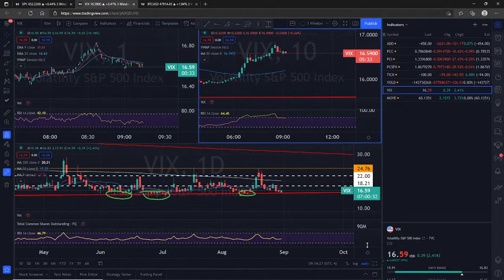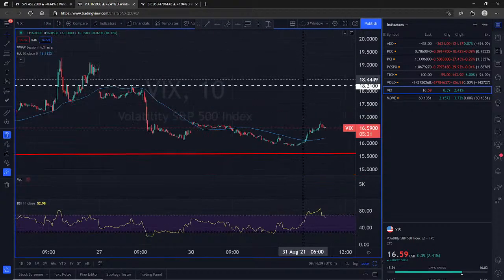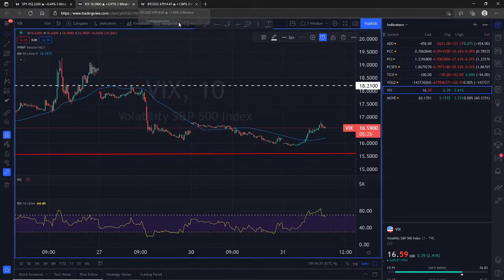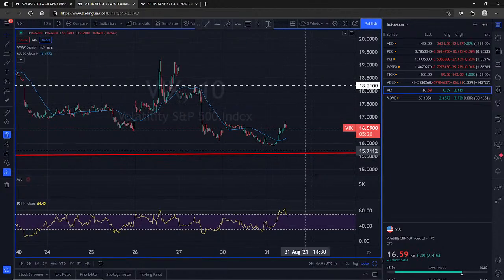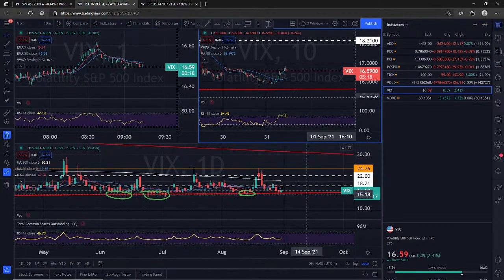I'm going to put an alarm on the VIX. If the VIX happens to pop up to 18.21 today, I'll be looking for an entry on the SPY for call options. The VIX is working on getting down below this support line here. If it does, it's going to be off to the races for the SPY.